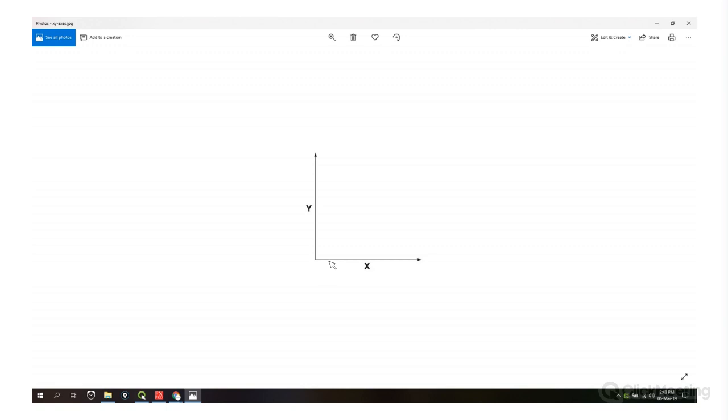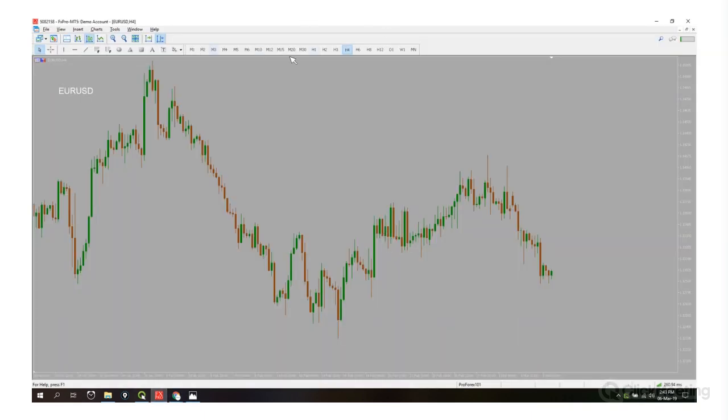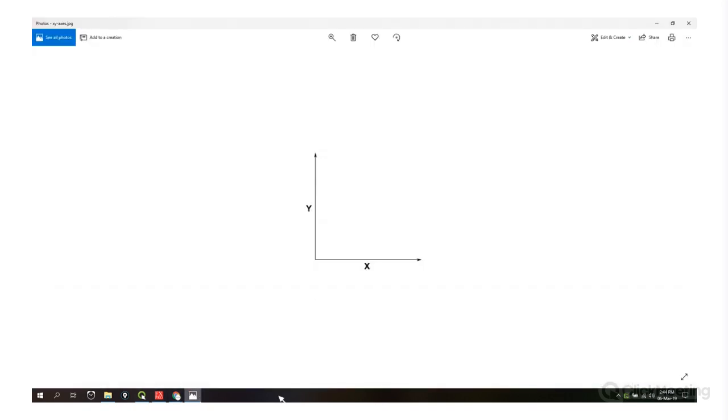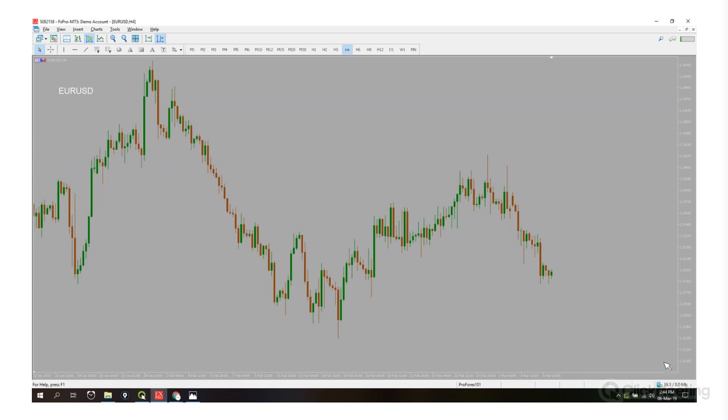Where X is at the bottom and Y is this axis. And in currency charts, we have the time frame at the bottom. It can be daily, 4 hour, or whatever the time frame is, and we can choose the time frame by using these divisions. And your y-axis is basically your price, which is shown here on the right hand side.